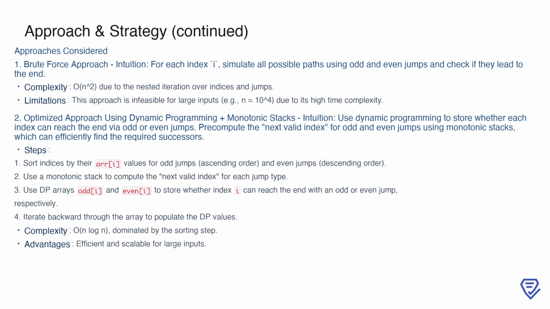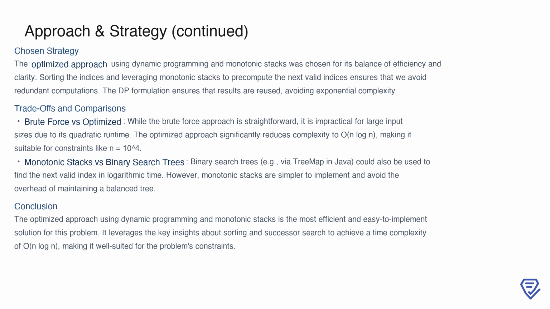The chosen strategy for solving this problem is the optimized approach that combines dynamic programming with monotonic stacks. This method strikes a balance between efficiency and clarity, making it both effective and relatively simple to implement. Sorting the indices and using monotonic stacks to pre-compute the next valid indices ensures that we minimize redundant computations. By storing results in dynamic programming arrays, we avoid recalculating whether an index can reach the end, which significantly reduces the overall complexity.